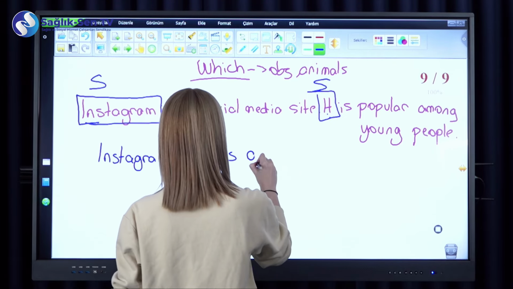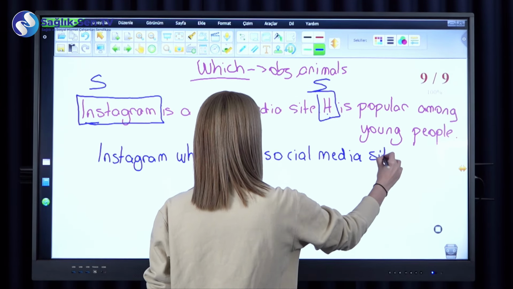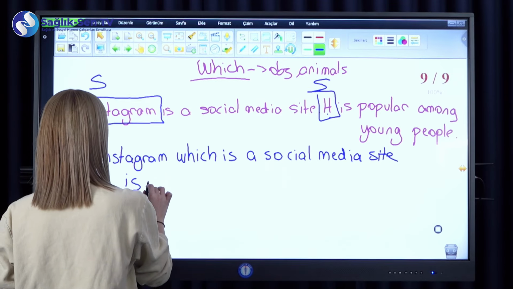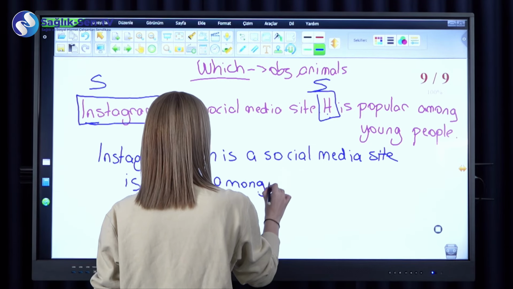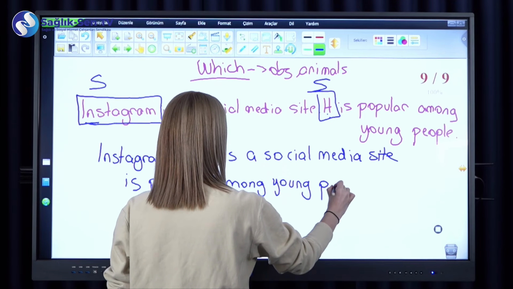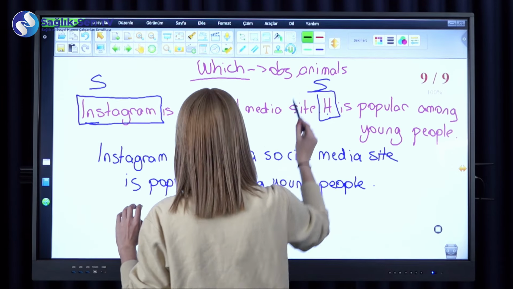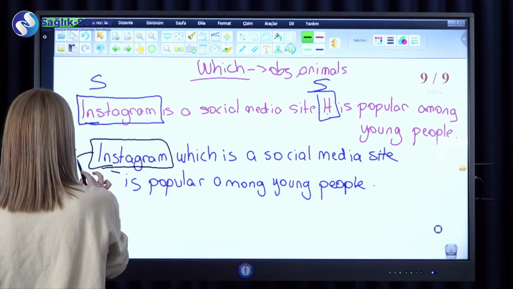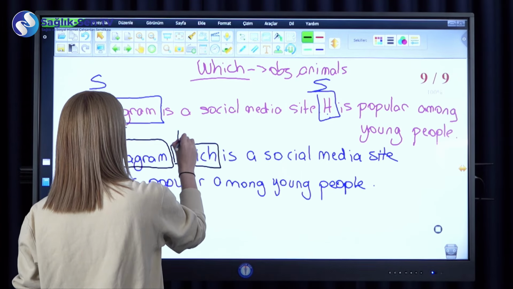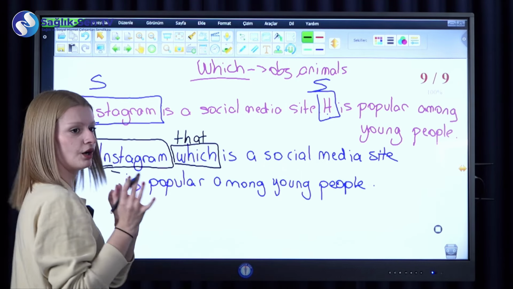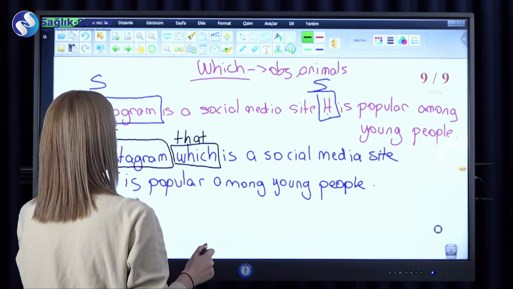Instagram, which is a social media site, is popular among young people. Instagram is my subject. I used which, but in this example, I could also use that. They are both correct.